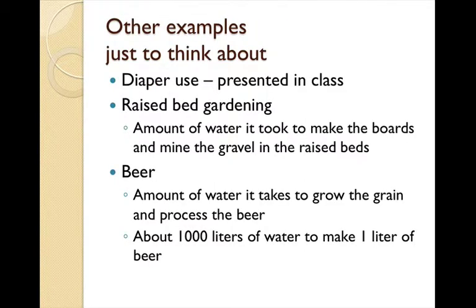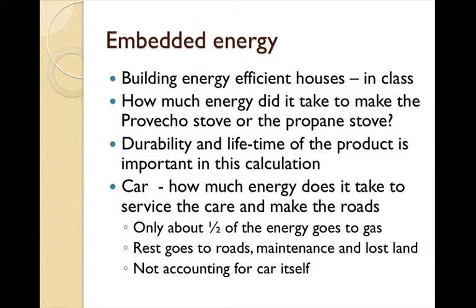So here's just some other examples to think about, the diaper use presented in class. But let's look at another one, raised bed gardening. We talked about the amount of water it takes to water the plants, but what about the water it took to make the boards or mine the gravel in the raised beds? Maybe those are inconsequential, but maybe they aren't. And then we talked about beer again, the amount of water it takes to grow the grain and process the beer, and it takes about 1,000 liters to make 1 full liter of beer. So again, the question is, how would you improve your estimates of the total water? And this means you're going to have to start accounting for these other uses of water.